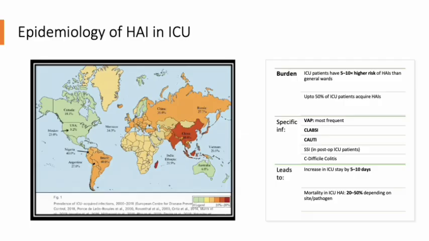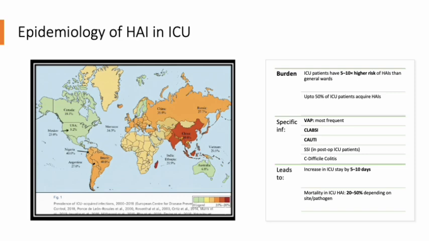Let me start with global prevalence of ICU acquired infections. Rates vary drastically from 5% in the United States to 50% in India. VAP is the most commonly reported healthcare associated infection. Up to half of ICU patients can acquire an HAI during their stay in ICU.